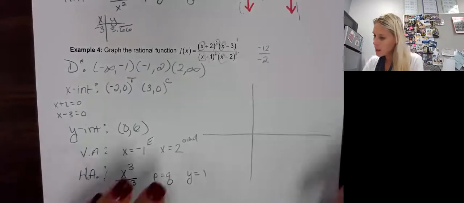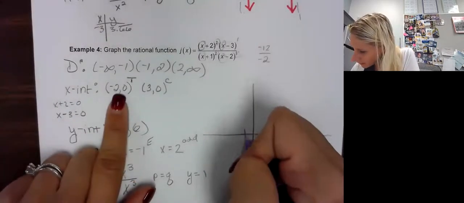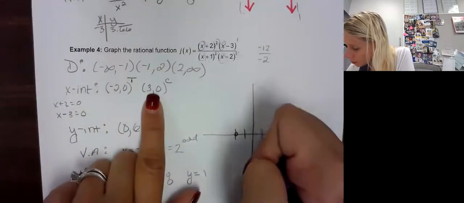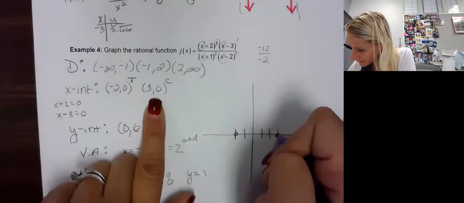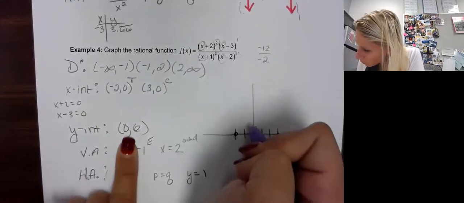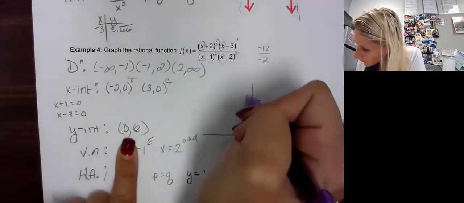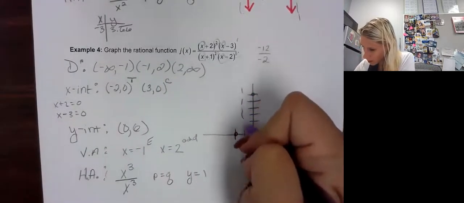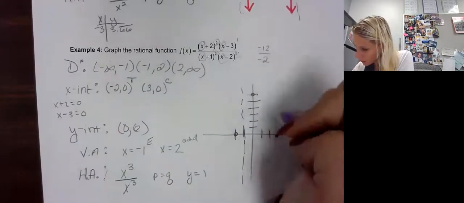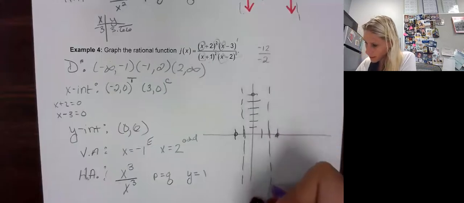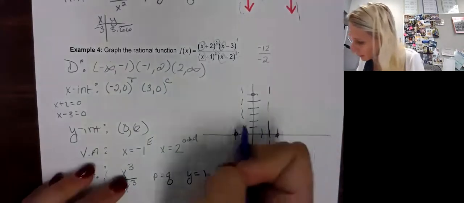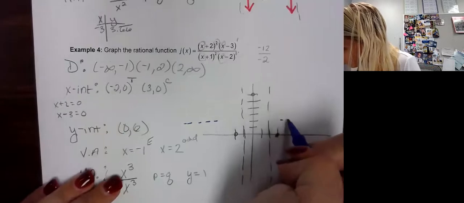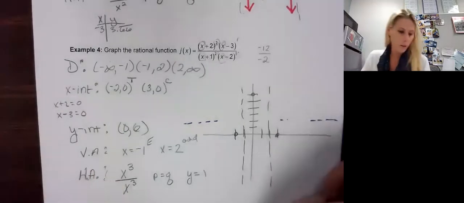All right, let's see. So we have an x-intercept at -2. Now be careful because that touches. So let's remember that when we graph. 1, 2, 3. That one crosses. We have a y-intercept at 6. 1, 2, 3, 4, 5, 6. We have a vertical asymptote at -1. We have a vertical asymptote at 2. And our horizontal asymptote is at 1. This one's going to be a tricky one, guys. So be careful. Oops, I should do it over here. There we go. Okay.